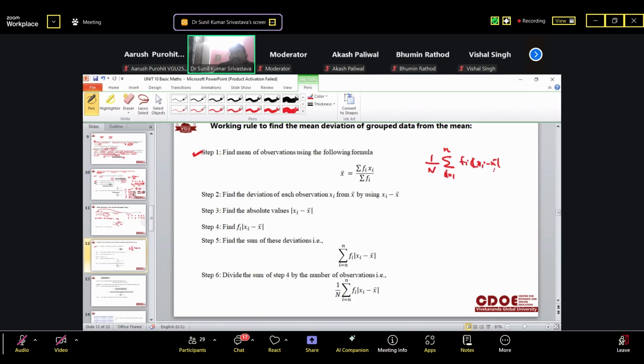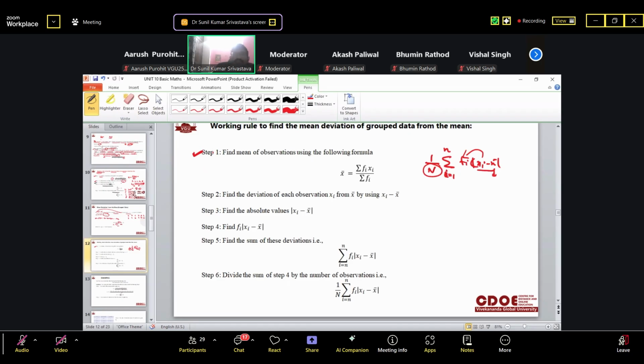First of all, we have to calculate the mean value. Second step, we take the deviations. Third step, we take the absolute values of the deviations. Fourth step, we multiply these by the frequency. Fifth step, we take the sum of all of these. And sixth step, we divide the sum by the total number of observations. This is the procedure.